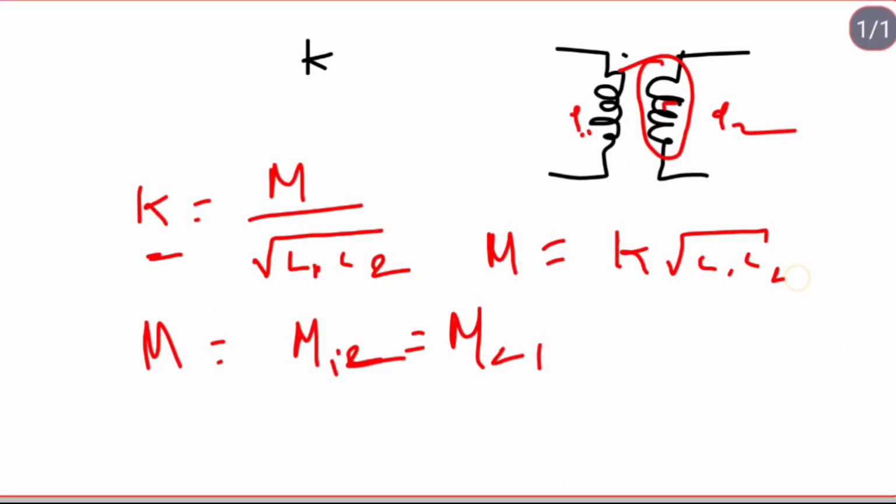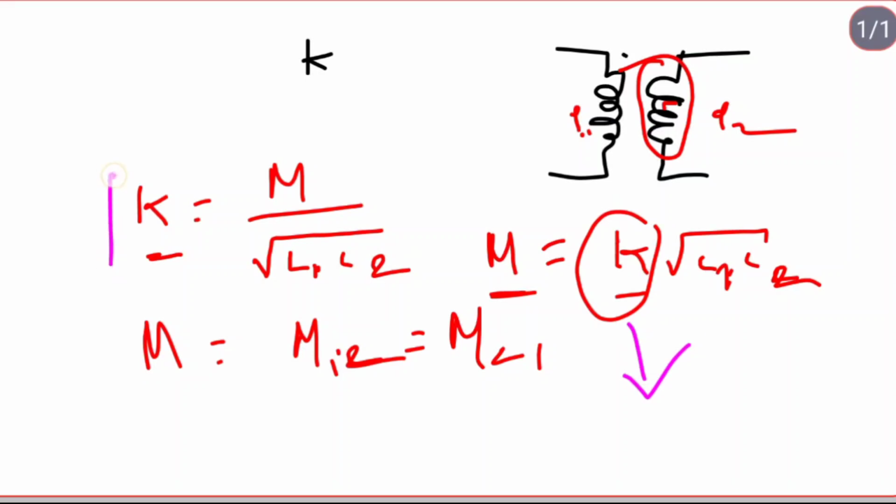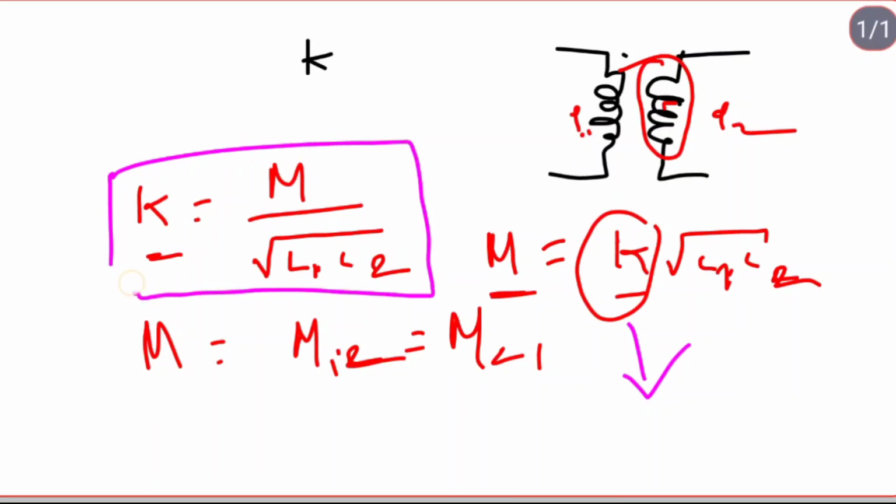In electromagnetics, the mutual inductance between two magnetic circuits is M equal to K into square root of L1 L2, where K is known as the coefficient of coupling. K is given by K equal to M by square root of L1 L2, where L1 and L2 are self-inductances.